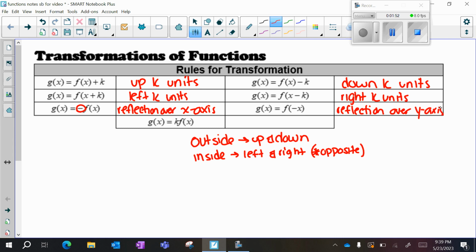And then k in the front is a vertical stretch or shrink. If k is bigger than 1, it's a stretch. If k is between 0 and 1, it's a shrink. So those are our transformations of functions.